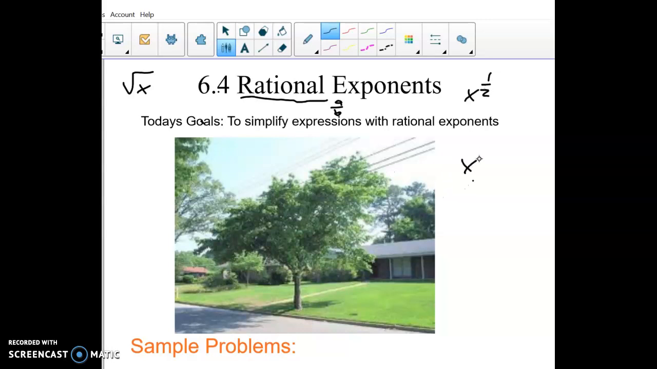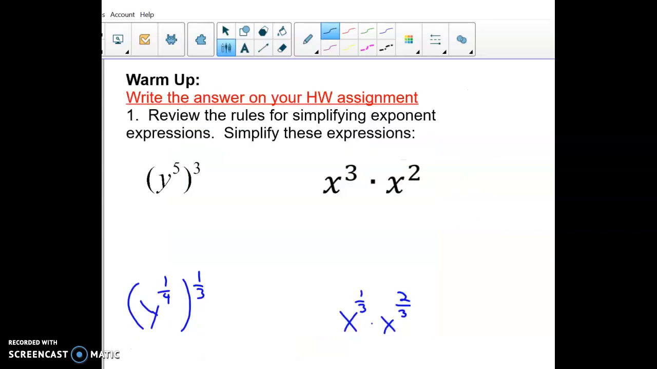So instead of having just x squared or x to the fifth, we're going to have x to the 2/5 or x to the 1/3 power, right? And we're going to do a bunch of different things with these rational or fraction exponents. Today is just the start of it, 6.4.